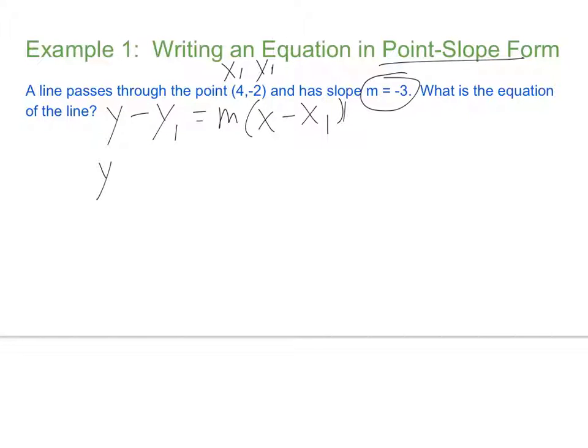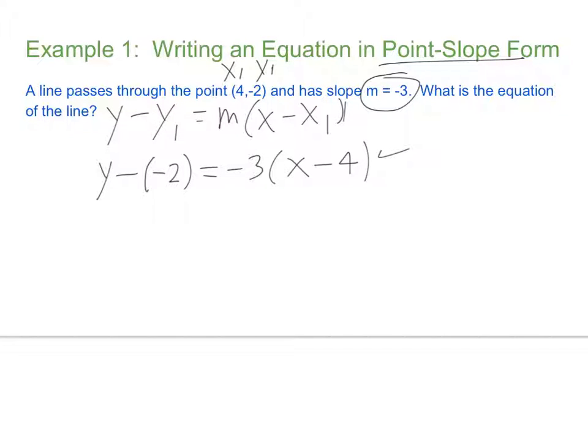So I have y minus, since y sub 1 is negative, just as we did for slope, we must put a parentheses. We'll never put two consecutive math operations next to each other. Equal to the slope, which is negative 3, times x minus x sub 1, which is 4. Now, that's actually correct.